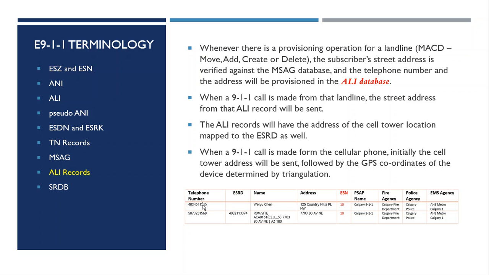So the first example is the landline. It belongs to my good friend Y. Chen, and his address is a fictitious address. It's Country Hills Place, Northwest, with an ESN of 10. Whereas this one is a cellular line. This is again a fictional telephone number, but it has the ESRD of 403-211-3374, and it is from a cellular site located at this specific address. So this is how an ALI record database looks like. Of course, even for Alberta and BC, this will have at least a few million entries in it.